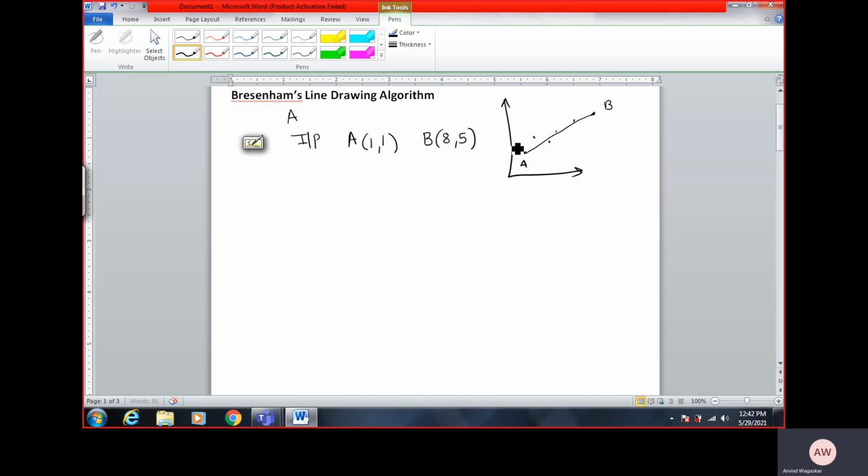Compared to the DDA algorithm, Bresenham's has more accuracy, but it is not the most accurate algorithm. Maybe some points are not on the line; they are either above or below the line. The input is two points: the first point is A, the second point is B. I'll call them x1, y1 and x2, y2. These two are given.